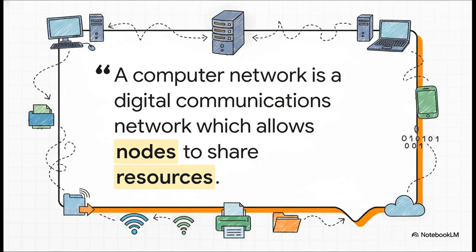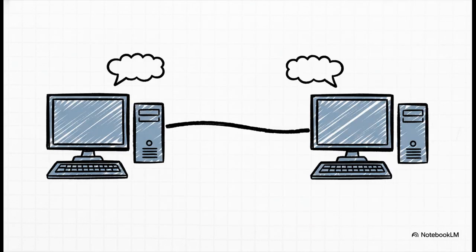Okay, so here is the super official textbook definition from Wikipedia. Digital communications network allows nodes to share resources. You know, it's a bit dry, right? It sounds complicated. Don't worry, we're not leaving it there. We're going to make this way, way simpler. Let's just forget all that jargon. At its absolute heart, a network is just about one thing: letting computers talk to each other and share stuff.